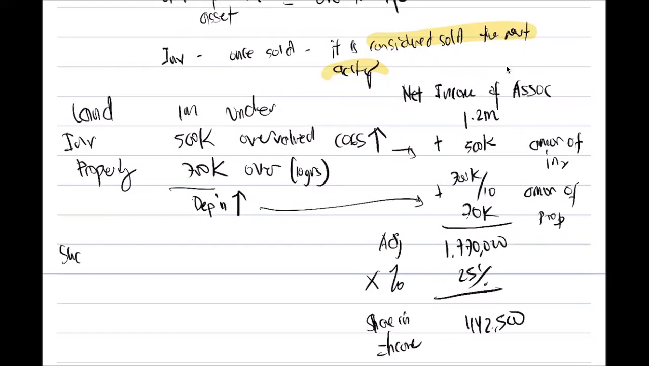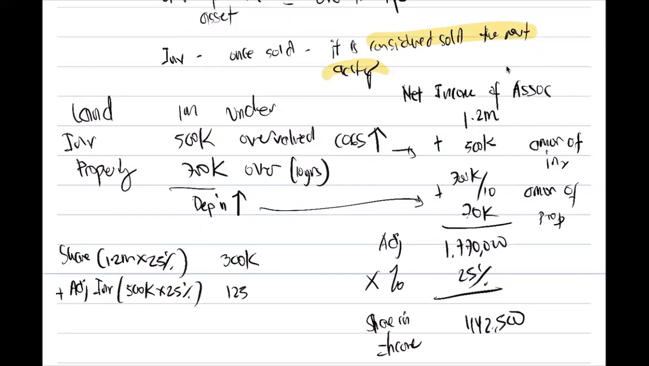First, they get the share in net income. So 1.2 million times 25%. So ganyan yung ginagawa nila. 1.2 times 25%, we have here 300,000. Plus your adjustment on your inventory. So we have here 500,000 times 25%, so 125,000. Plus their adjustment on your over depreciation. So we have here 70,000 times 25%.